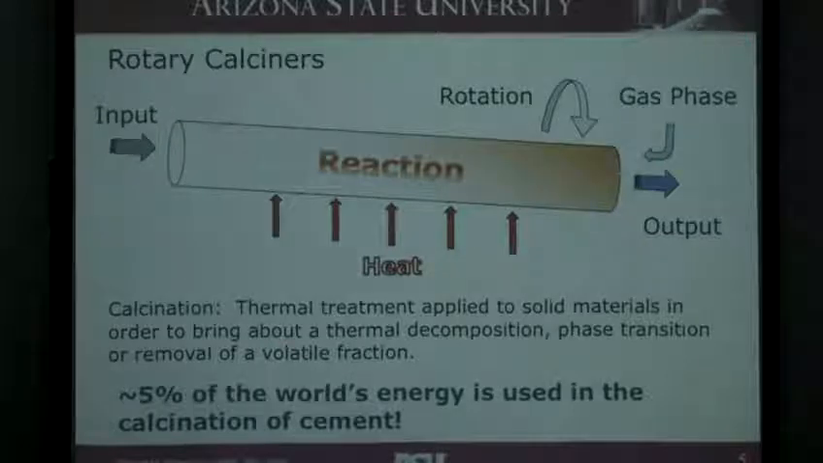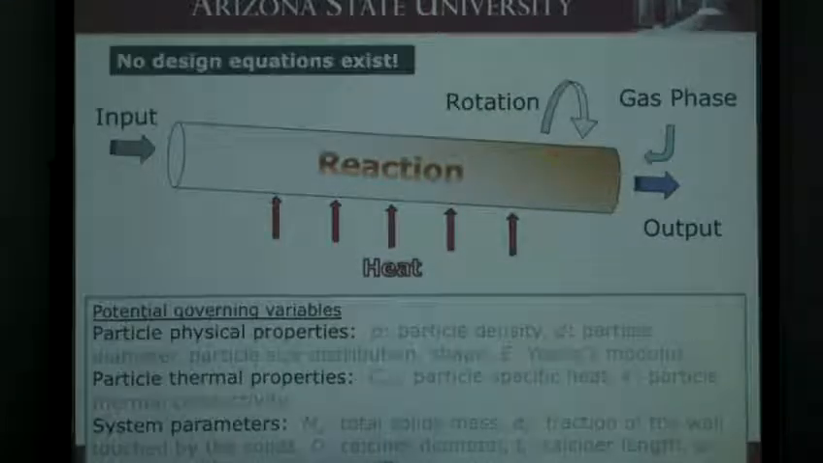And so this is often used in calcination, which is used to make catalysts, and calcination is also used to make cement, which is in literally everything. So actually about 5% of the world's energy is used in the calcination of cement. So if we can better understand this seemingly very simple process, then we have a great potential to reduce energy consumption.